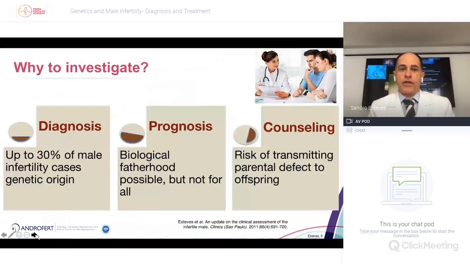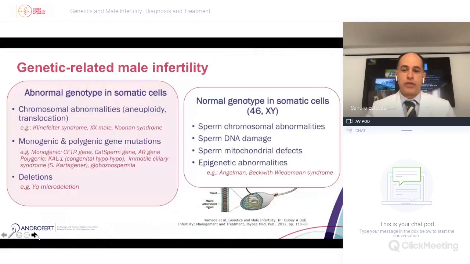The other thing that is important from the investigation standpoint is counseling, because there's a risk of transmitting the parental defect to offspring, and you need to know which conditions actually relate to increased risk.